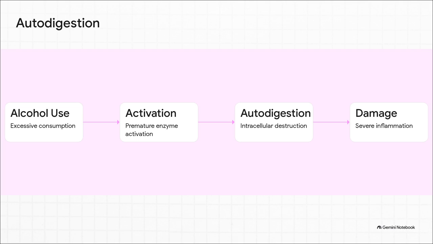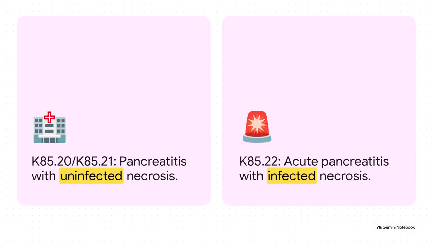It's intracellular enzyme autodigestion, and it triggers massive, severe inflammation, edema, and cellular injury. Right, so how do we code a pancreas that's actively digesting itself? For acute alcohol-induced pancreatitis, your number one keyword to aggressively scan for is necrosis, which means dead tissue. If the notes show no necrosis or infection, you pull K8520. If the autodigestion is so bad that tissue has died, but thankfully it isn't infected, you upgrade to K8521.